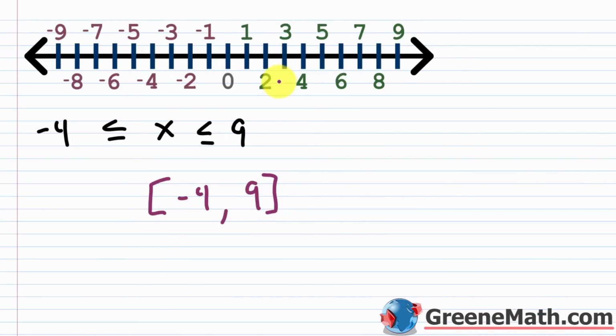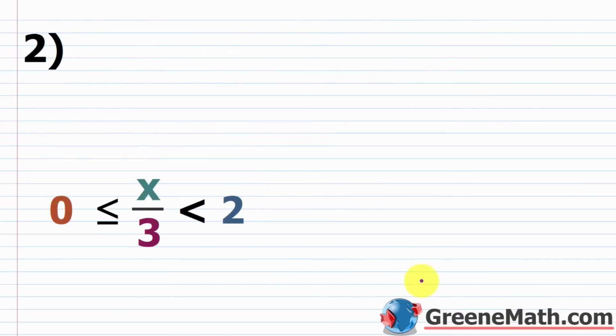And pretty much when you graph this, you're going to match this interval notation. You're going to find negative 4 on the number line. And I'm going to put a bracket there, or again, some books will put a filled in circle. Then I'm going to go to positive 9. I'm going to put a bracket there. Again, some books will put a filled in circle. And then I'm just going to shade everything in between. So to satisfy this inequality, x can be anything starting from negative 4 and going up to and including this positive 9. Okay, let's look at problem number 2.